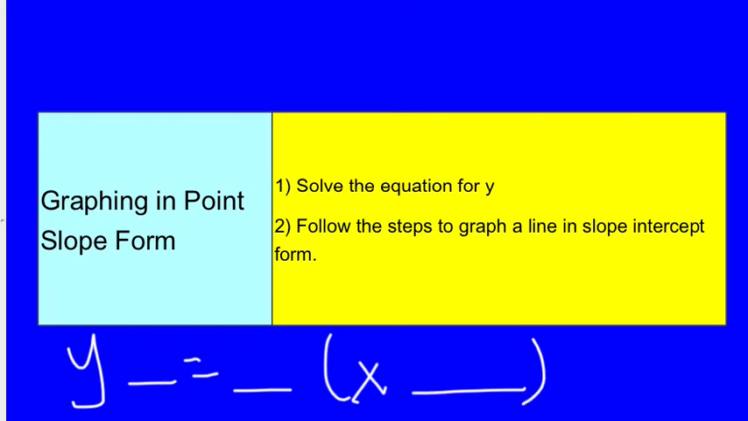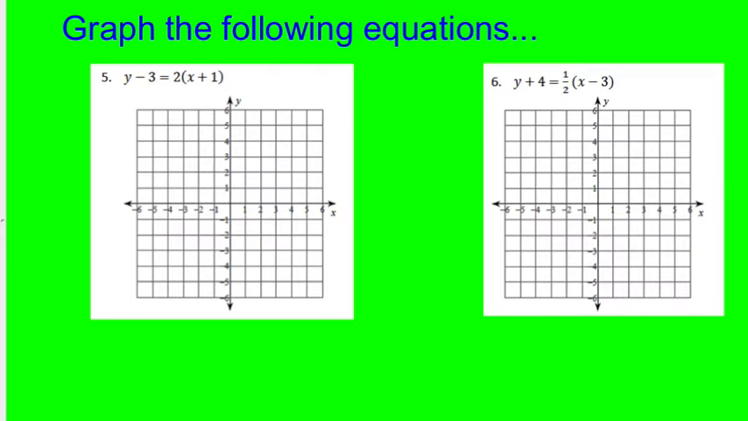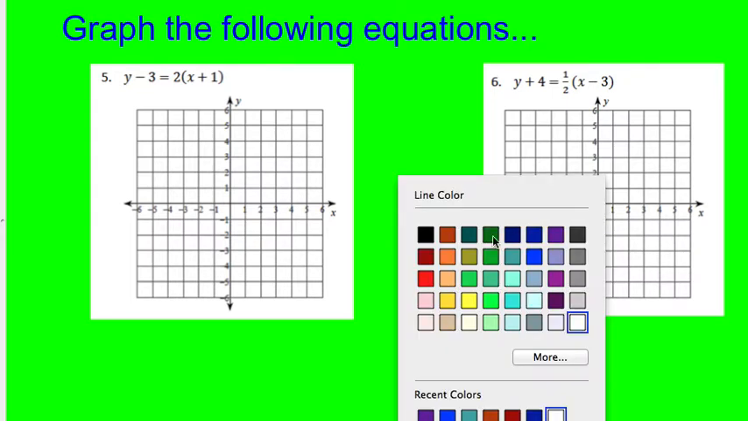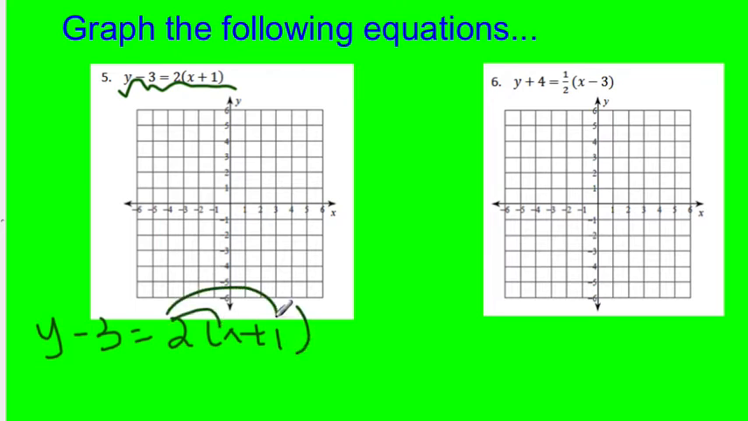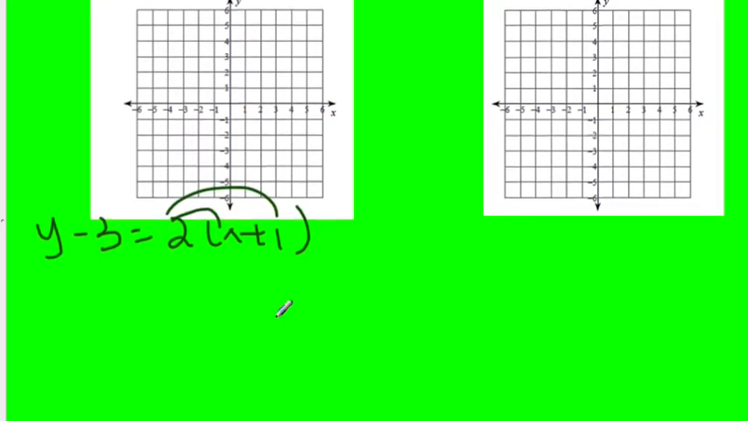Well, let's take a look at number 5. So for number 5, it's in point-slope form for us. We don't have to actually put it in the puzzle. All we have to do is solve it. So I'm going to go ahead and look at that. So I'm going to solve this equation right here for y. So I have y minus 3 is equal to 2 times x plus 1. So the first thing I'm going to do is distribute that 2 in. So then I get y minus 3 is equal to 2 times x is 2x, 2 times 1 is 2.